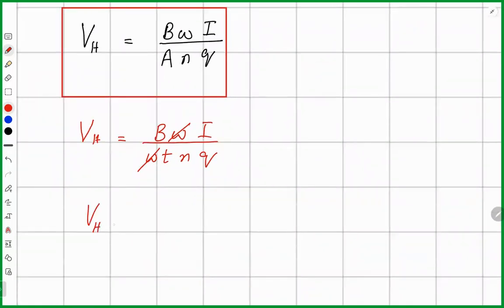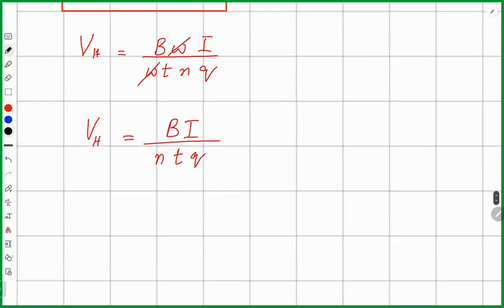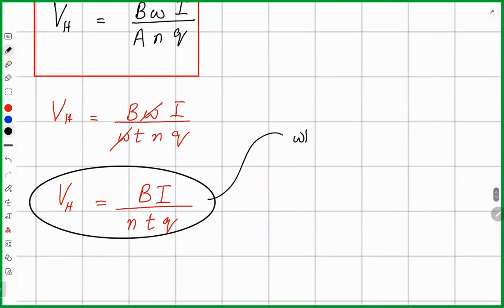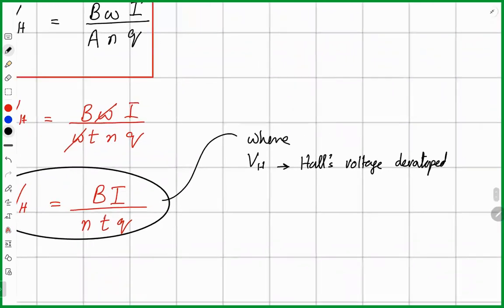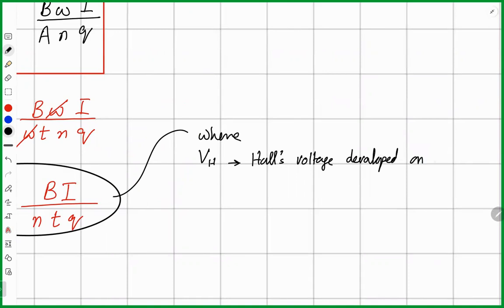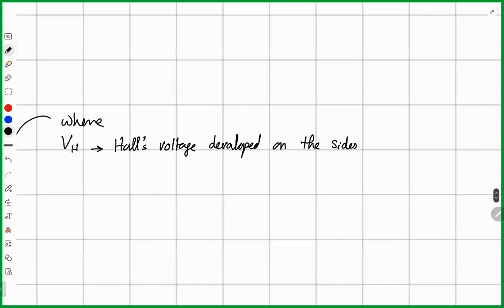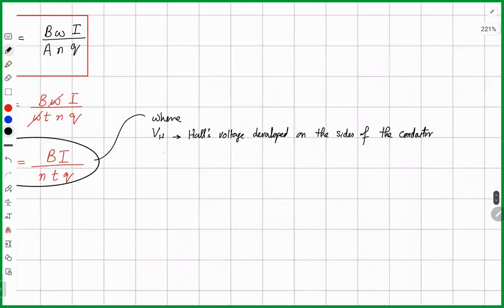Hall voltage equals B I over N T Q. And remember, V_H is Hall's voltage developed on the sides of the conductor. B is magnetic flux.